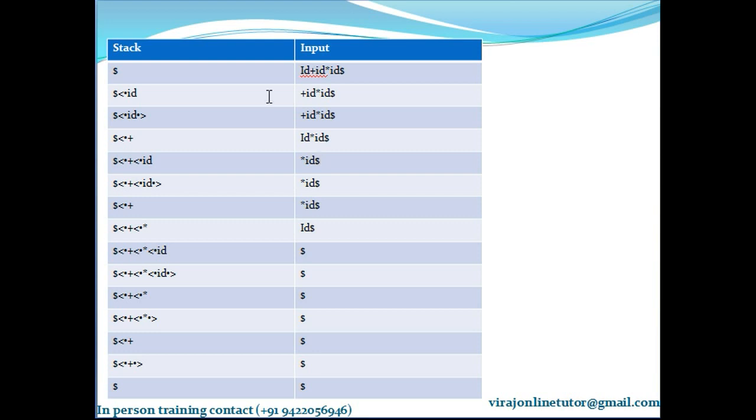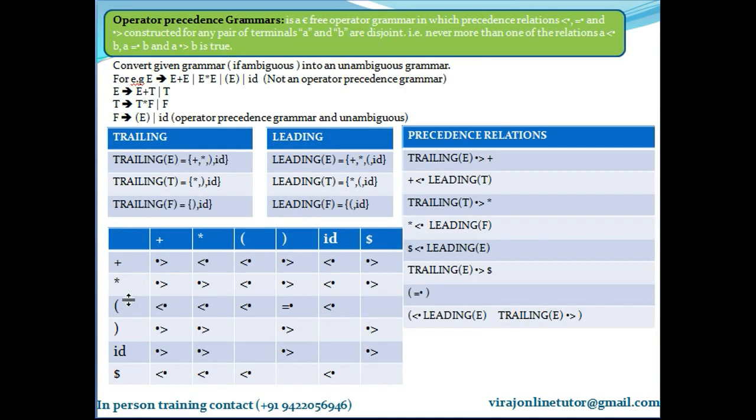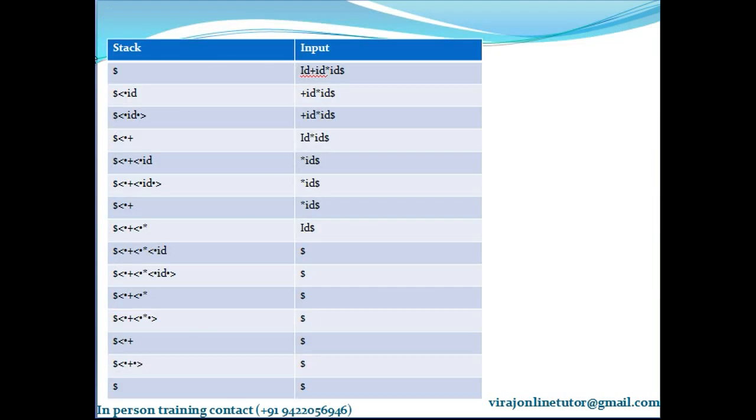Just to give you all a tip again, whenever you parse this, check the topmost element on the stack with the current input symbol. So dollar on id. What is dollar on id? Dollar on id is less than. So if you encounter this relation as less than or equal to, keep on pushing it on the stack. I repeat, if it is less than or equal to, keep pushing on the stack.